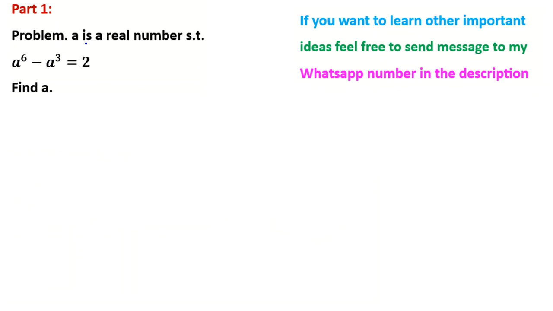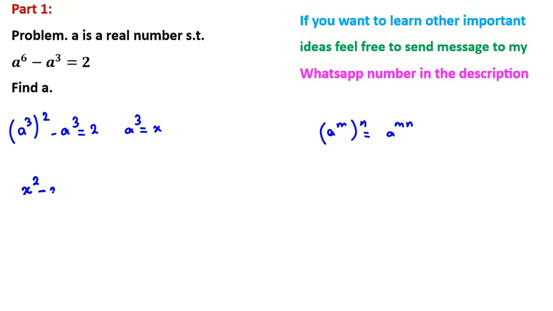Okay, part 1 problem. A is a real number such that a to the 6 minus a cubed is 2. Find a. We can say a to the 6 is a cubed to the 2. Why? Because by the power rule, a to the m to the n equals a to the mn. So we can write it like this: a cubed squared minus a cubed equals 2. Now we can use a change of variable and consider a cubed equals b, or for example, we can say it is equal to x. So it will be x squared minus x equals 2.